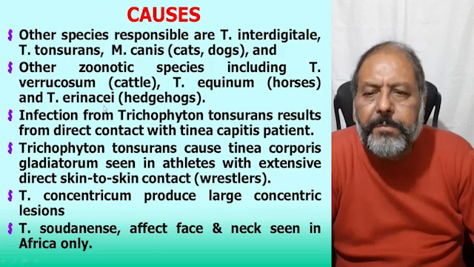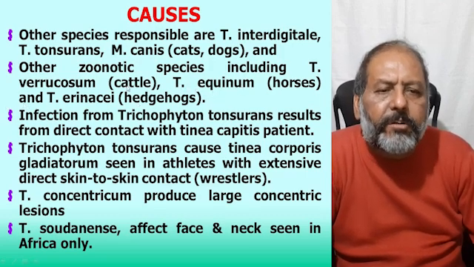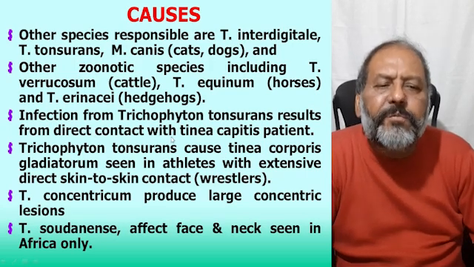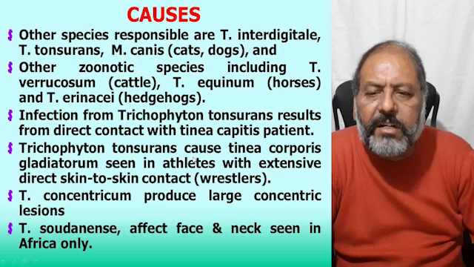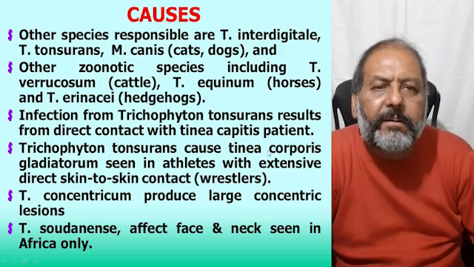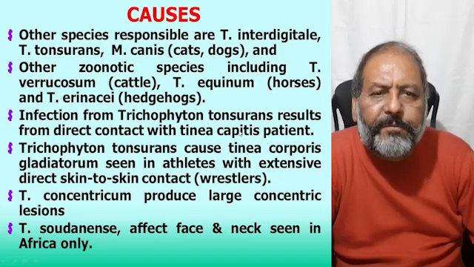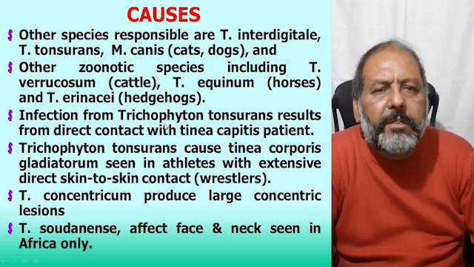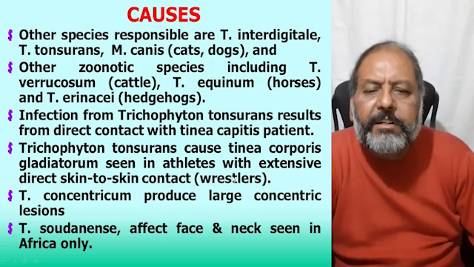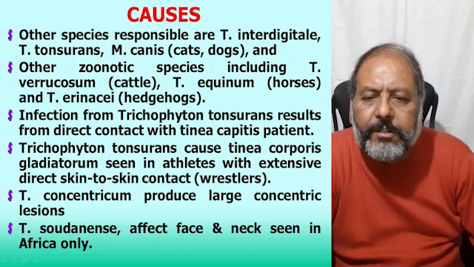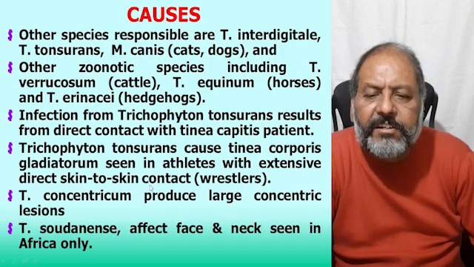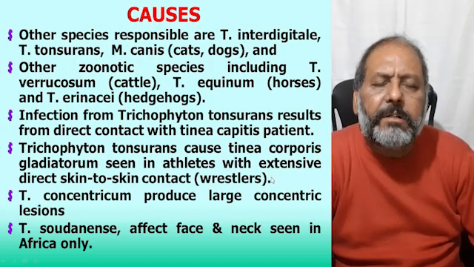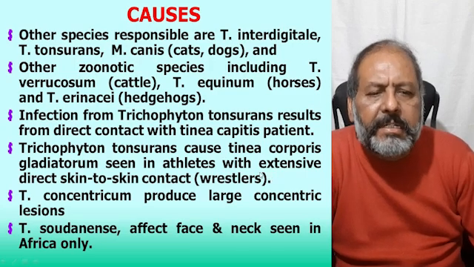And there are other zoonotic species, as you know, from animal to human, these are called zoonotic species. These include Trichophyton verrucosum from the cattle, Trichophyton equinum from the horses, and Trichophyton erinacei from the hedgehogs. Infection from Trichophyton tonsurans results from direct contact with a Tinea capitis patient, and from the contact with that lesion, the Trichophyton tonsurans can shift to a person who is not infected. Trichophyton tonsurans causes Tinea corporis gladiatorum, seen in athletes with extensive direct skin-to-skin contact, as I have told you, the wrestlers, judo and karate players, and other sportsmen in whose game body-to-body contact is a part.